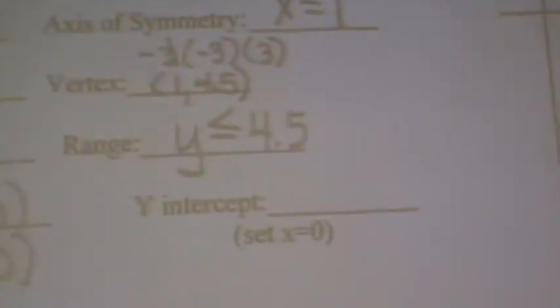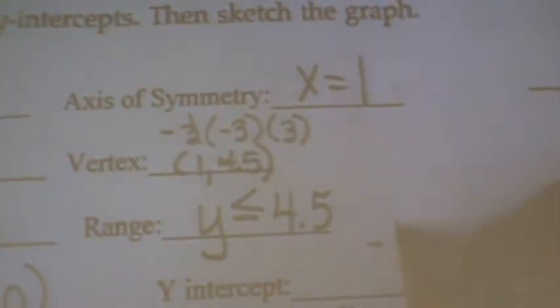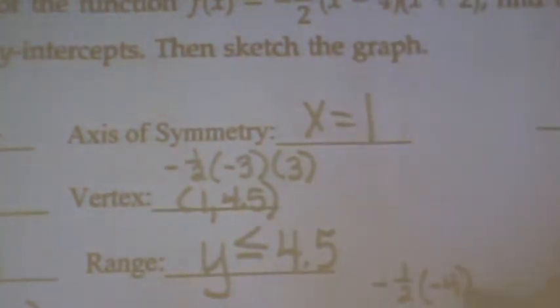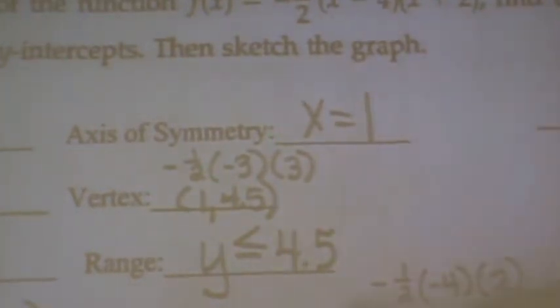How do you find the y-intercept? You set x equal to 0. If you put a 0 here and a 0 here, you get -1/2 times -4 times 2. So that's -8. What's half of -8? -1/2 times -8 is 4. So 0, 4 is your y-intercept. So can we put a point opposite that? Absolutely, because of the axis of symmetry.